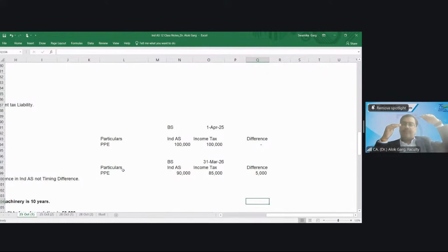What should you do? You have to reduce your investment, means you have to reduce your asset. When you have to reduce your asset, it means you have to create a liability. So on this 20 lakhs, what is going to be created? Deferred tax liability, right? 1.2 crore minus 1 crore, 20 lakh. 20 lakh multiplied by 30%.